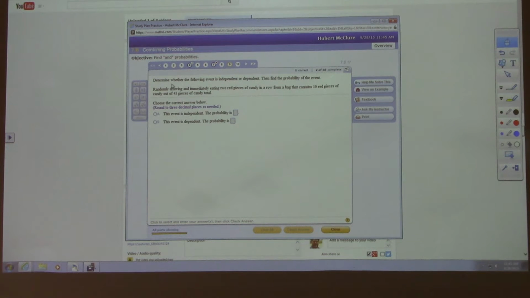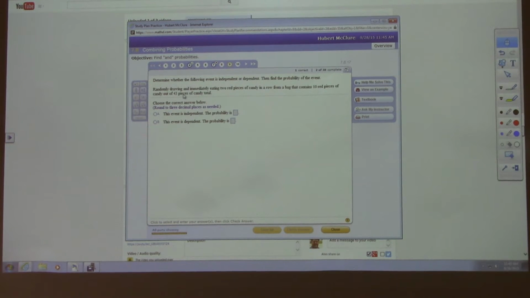Determine whether the following event is independent or dependent. Then find the probability of the event. Randomly drawing and immediately eating 2 red pieces of candy in a row from a bag that contained 10 red pieces out of 43 total pieces of candy. Okay, now what does immediately eating mean? Not get rid of. Not replacing. A lot of people say, well, it doesn't say anything about replacing.